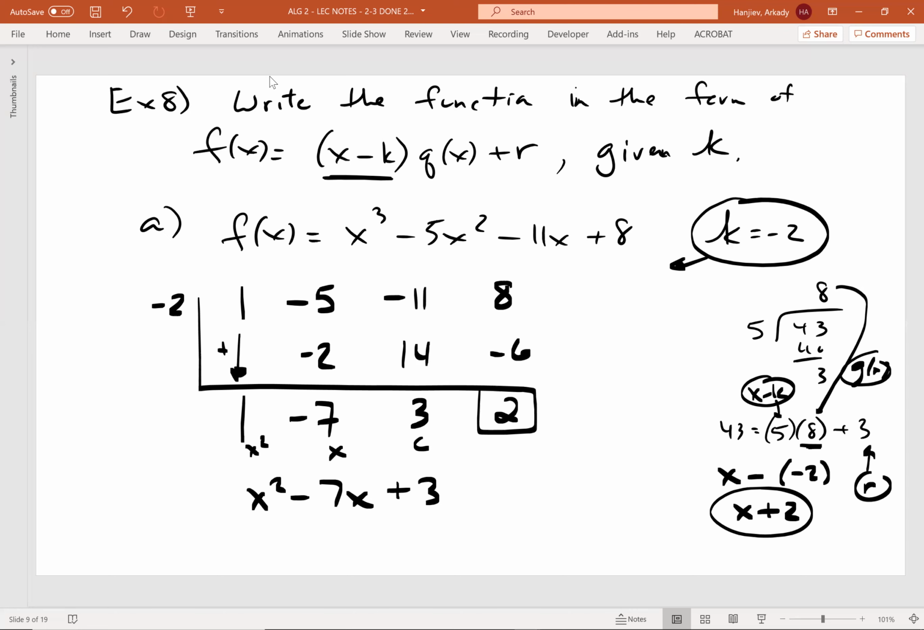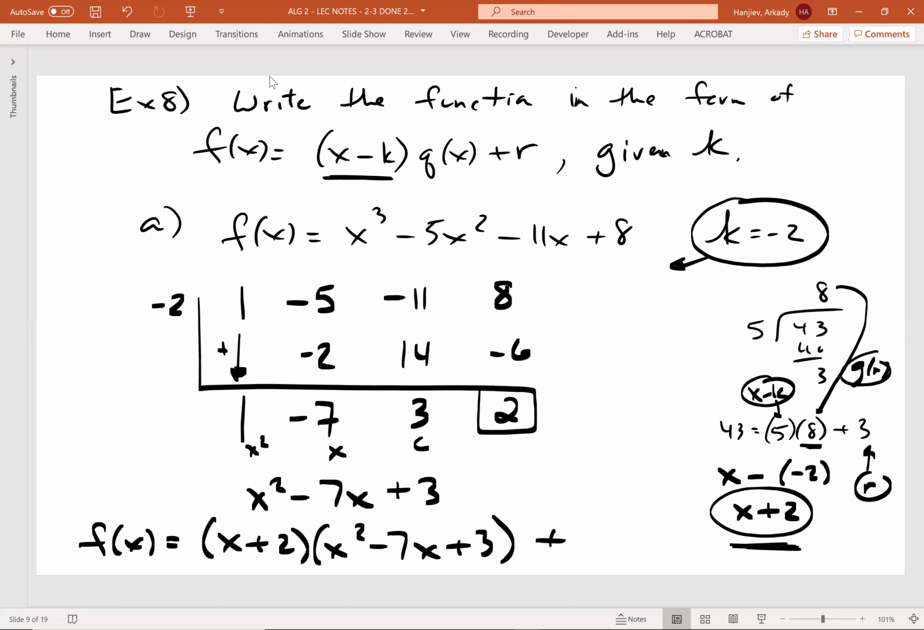Okay, how do we write this? So my function now is x plus 2 from over here. This is what I was dividing by. My quotient, what I ended up with was x squared minus 7x plus 3. And my remainder is a plus 2. Again, just going back over here, we are just rewriting our function in terms of just that one factor being factored out.